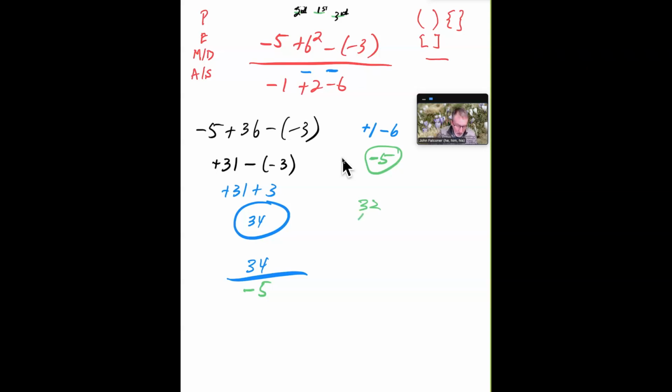So 32, we can take out a 2, get 16, take out a 2 and get 8, take out a 2 and get 4, take out a 2 and get 2. So 2 to the 5th power is 32. Some of you may have, oops. But we're working with 34. Oh well. Shake it off, John.